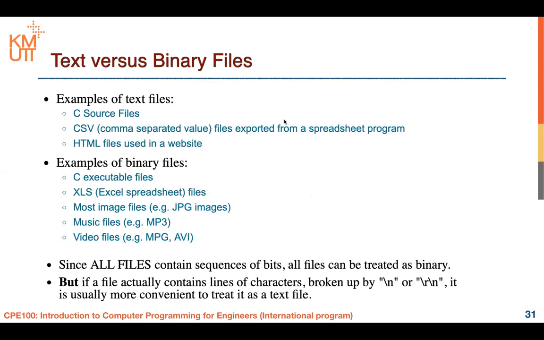This is an example of a text file. A C source file is also a text file, CSV too. This Excel file is also a text file, and HTML files used to create a website are also text files. And here are some examples of binary files. You cannot type a C executable file, or try to see the value of an Excel file, or JPEG, or MP3. These are examples of binary files.